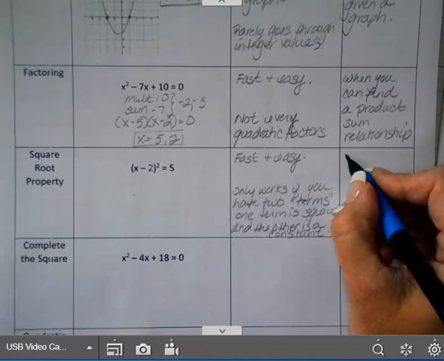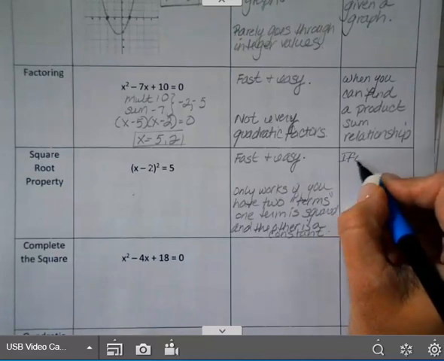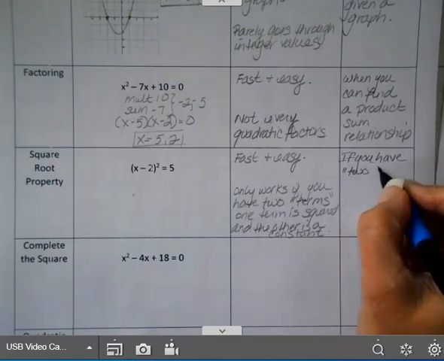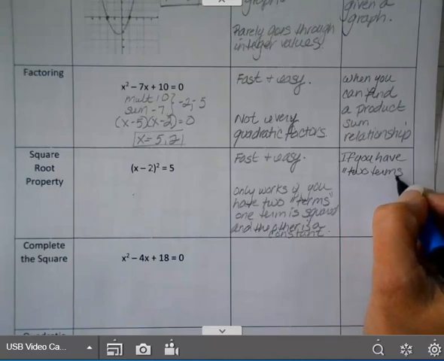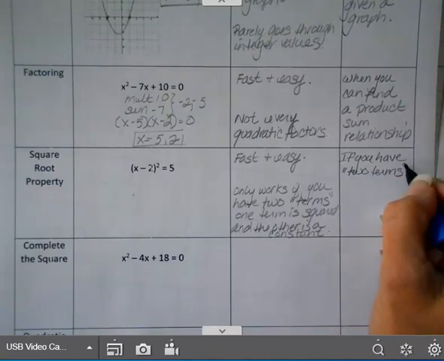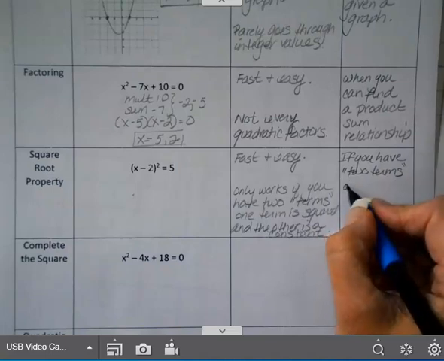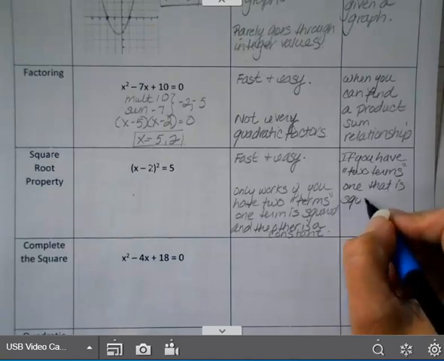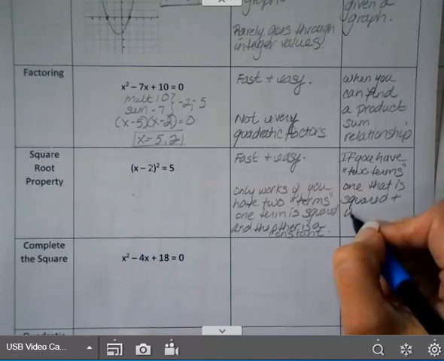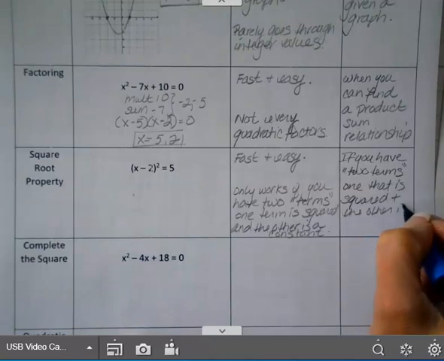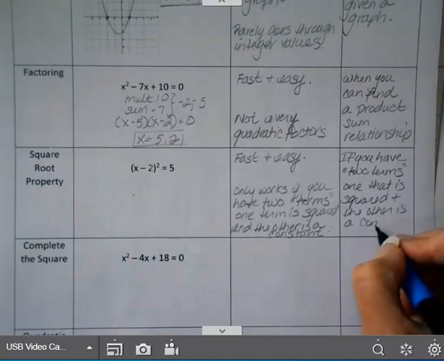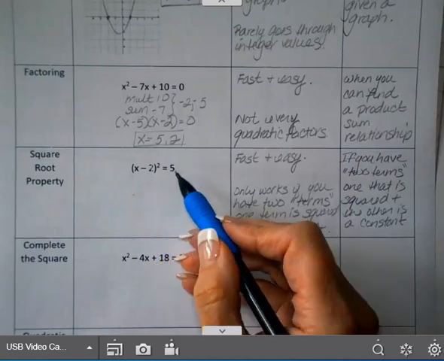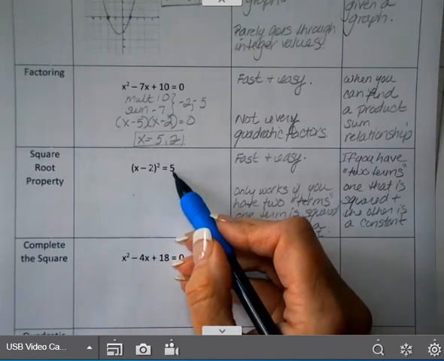So I'm going to write that over here, when to use it. If you have two terms, one that is squared and the other is a constant. So I might have, say, r squared equals 5. That would be a square root property, nice one.